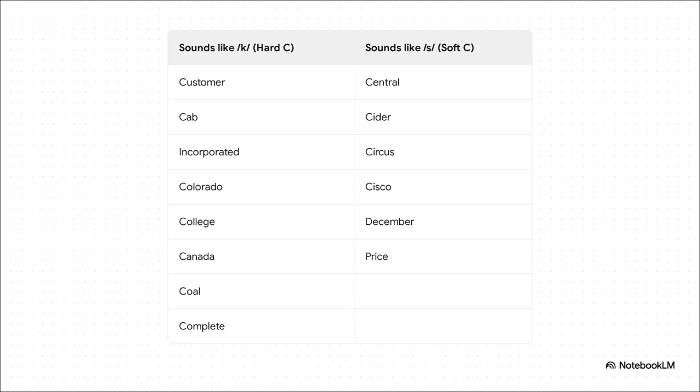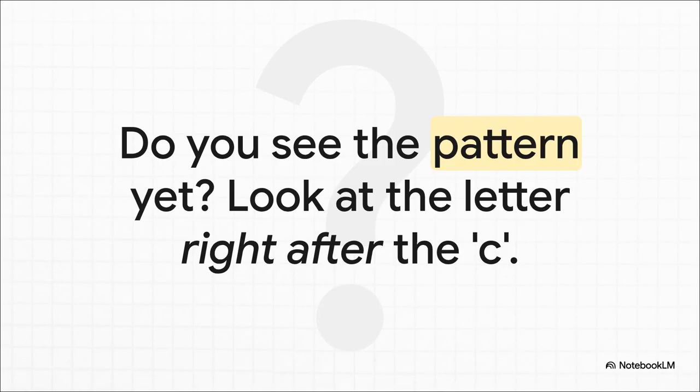Go ahead, take a really close look. Do you see it yet? The real clue isn't the letter C itself. No, it's the letter that comes right after it. Just look at the letters that follow the soft Cs. You've got an E in central, an I in cider, another I in circus. Now look at the hard Cs. A U in customer, an A in cab, an O in Colorado. You see it now, don't you?